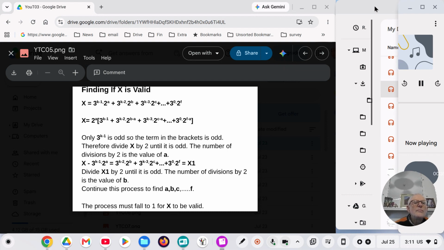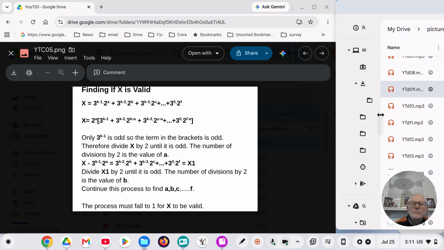Take the first term over to the left side of the equation to get x1 and solve for b in the same way. Divide by 2 until odd, and the number of times you divide by 2 is the value of b. Keep going in this way to find c all the way to finding f. At the end, if you reach 1, then x is valid, so that's the way you're testing to see whether x is valid.